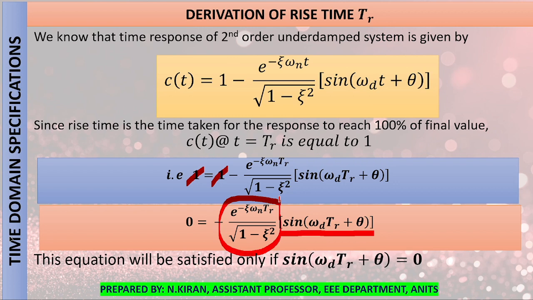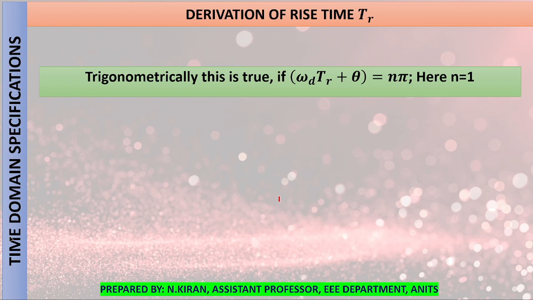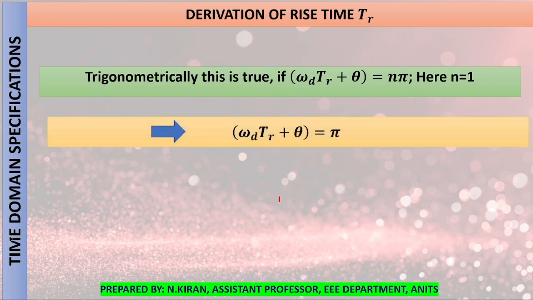So trigonometrically this is true if omega d tr plus theta is equal to n into pi. So n is equal to 1. So that will give me the expression of rise time to be pi minus theta by omega d, where omega d is omega n into root over 1 minus zeta square.